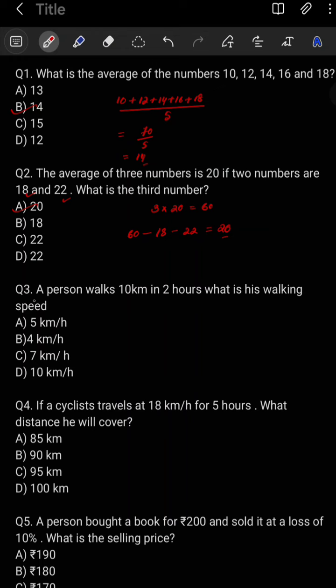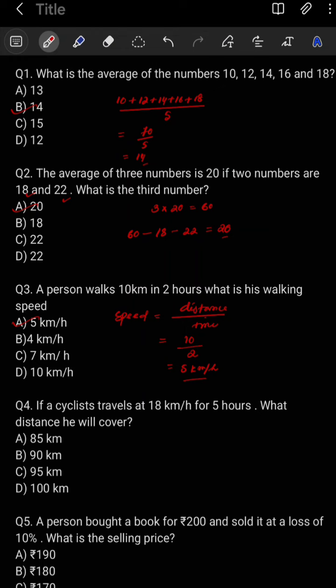Okay, next question number 3: a person walks 10 kilometer in 2 hours. What is his walking speed? So you have to know the formula. Speed is equal to distance by time. Now in the question, distance is given as 10 kilometer, and time is given as 2 hours. If you divide, you will get 5 kilometer per hour. So option A is your correct option. You have to remember this formula: speed is equal to distance by time.